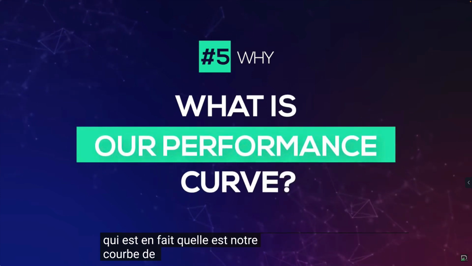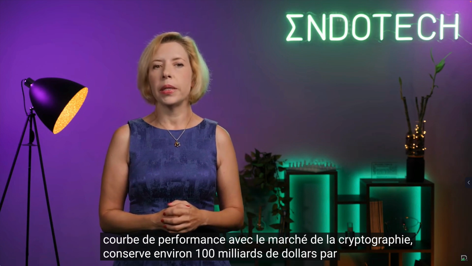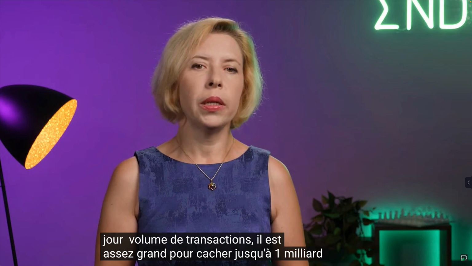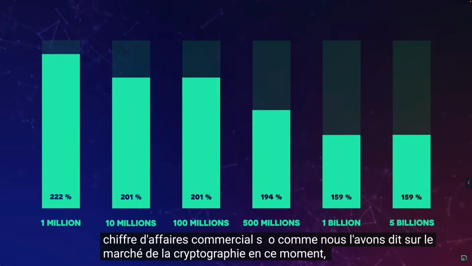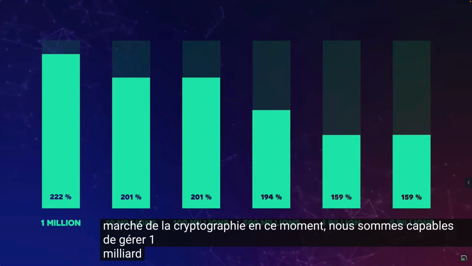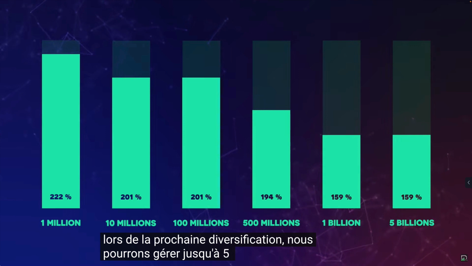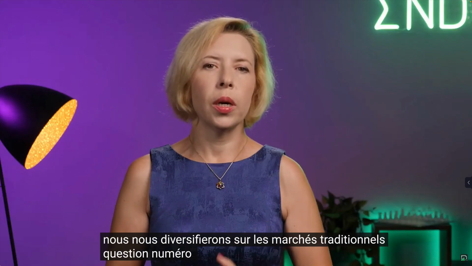Why number 5, which is actually what is our performance curve? With the crypto market exhibiting approximately 100 billion in daily transaction volume, it is big enough to hide up to 1 billion in trading turnover. So as we said, in the crypto market right now, we're able to manage 1 billion. With the next diversification, we will be able to manage up to 5 billion, and then we will diversify into additional markets.